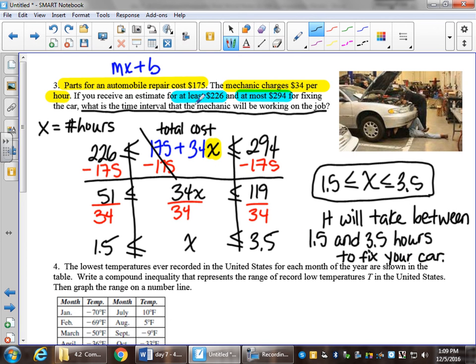So here the focus was recognizing that I had an initial cost and a rate, that I could build mx plus b using that information, and I, again, had at least this much, at most this much. That language helps me realize I'm setting up a compound inequality where my expression is greater than or equal to something and less than or equal to something. Solve, meaning, done.